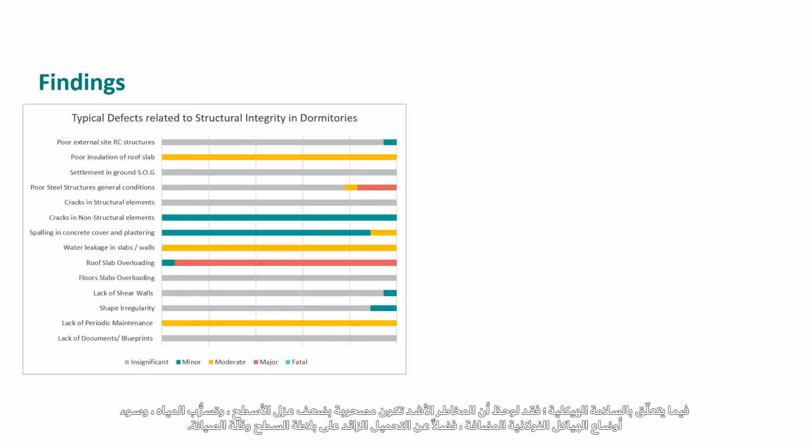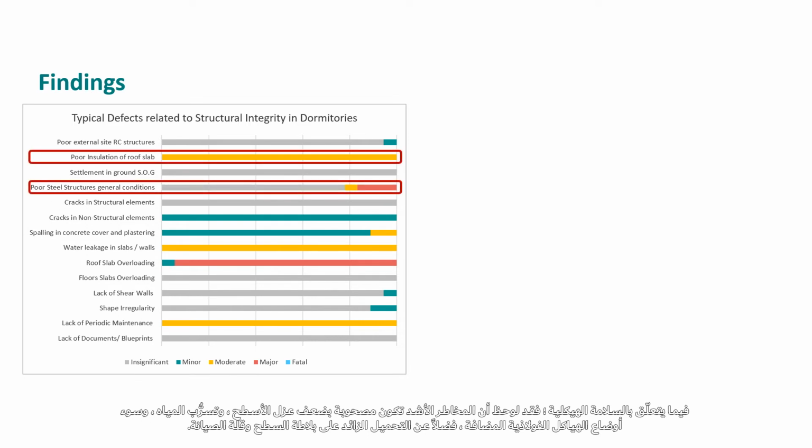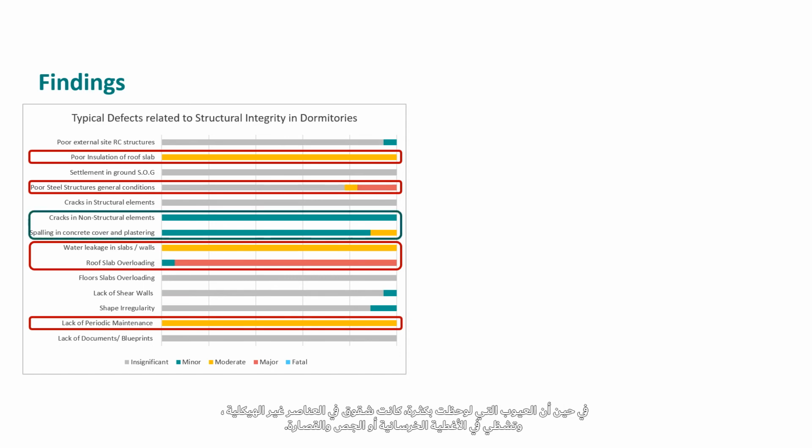Related to structural integrity, it was noticed that the most severe risks are accompanied to poor roof insulation, water leakage, and poor conditions of added steel structures, as well as roof slab overloading, and lack of maintenance. While most frequently noticed defects were cracks in non-structural elements, and spalling in concrete covers or plastering.